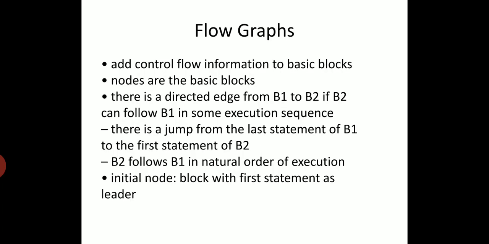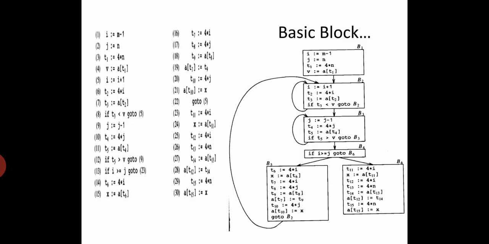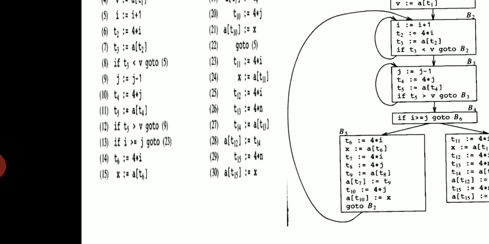Normally if it is following the sequence, then we can draw a straight line, otherwise we have to use an arrow or a loop pointing towards the particular block it needs to go to. So for this previous example, quicksort, its 3-address code and its corresponding basic blocks are shown. Here, how can we identify the leaders?